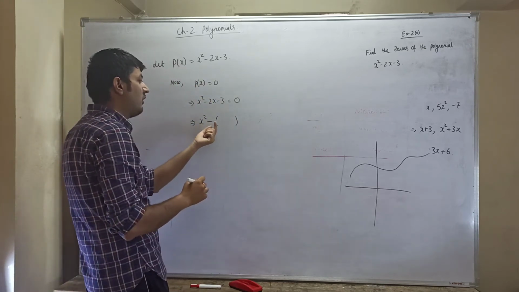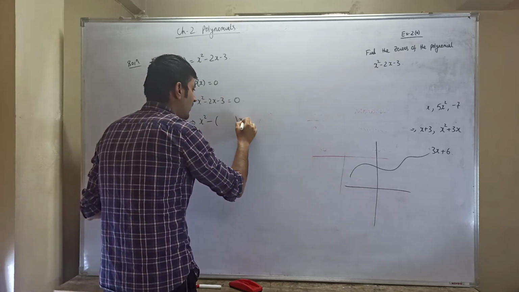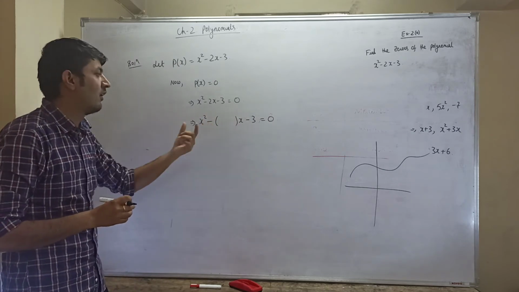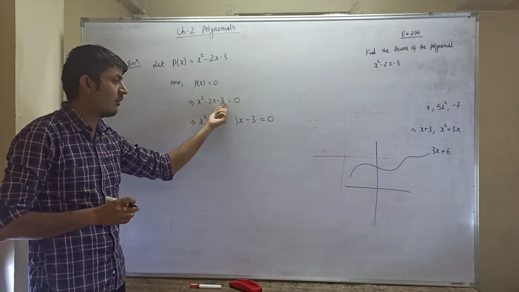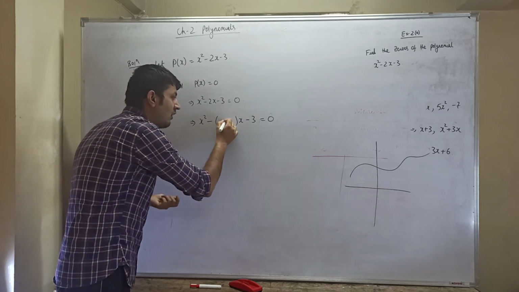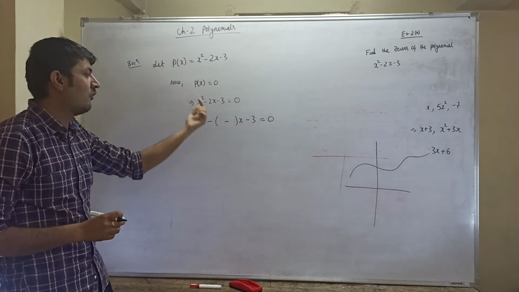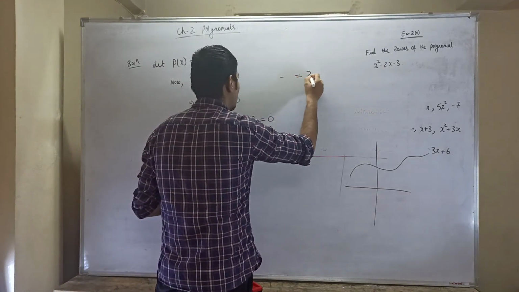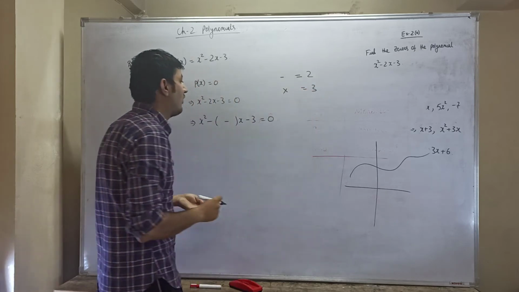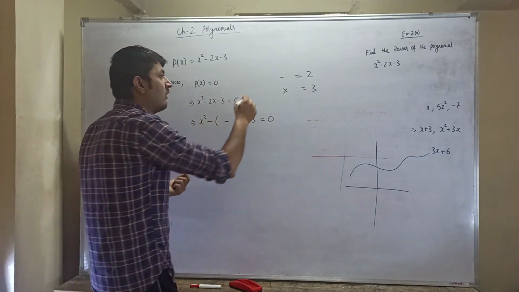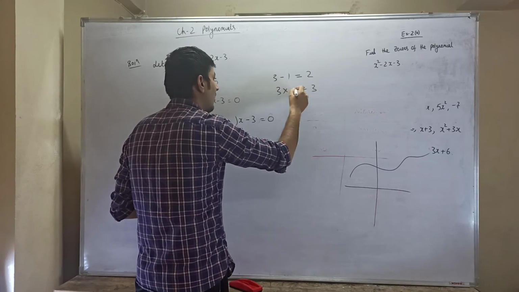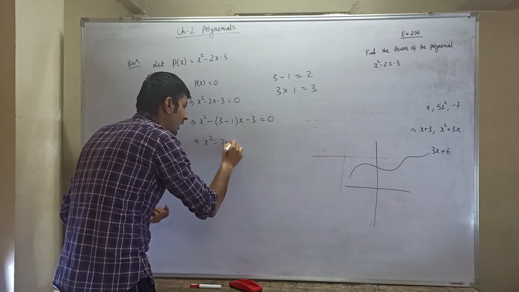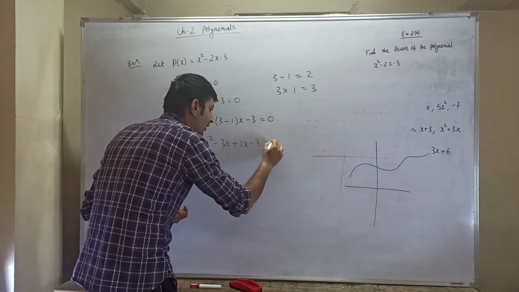So you put here a bracket, then here x minus 3 equal to 0. You write it down this way, keep some space here. Now you see what is the constant term. Constant term is minus 3. So the sign here is minus. And you already know when you subtract you should get 2, and when you multiply you should get 3. So how will you do it? 3 minus 1. 3 minus 1 is 2, and 3 into 1 is 3. So x square minus 3x plus 1x minus 3 is equal to 0.